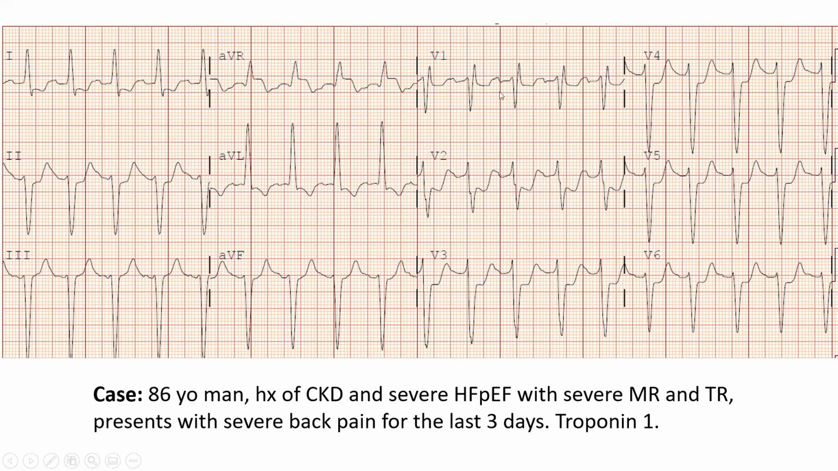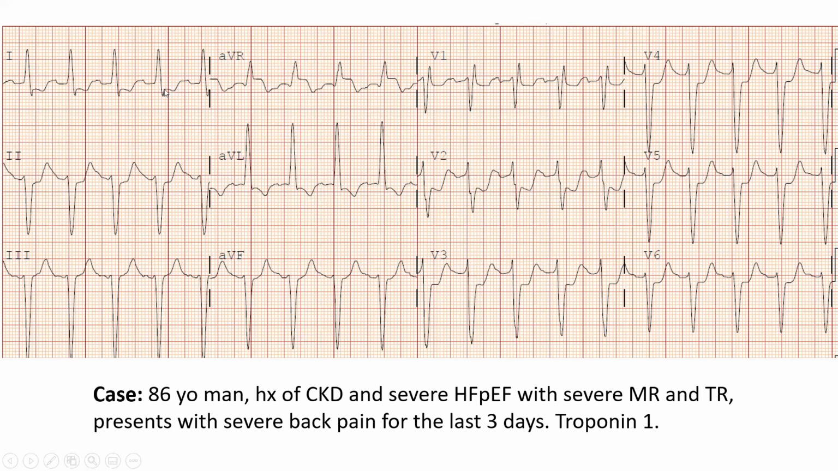I mentioned last week, look at it. I mentioned last week posterior infarct. Is this a posterior infarct? So look at this case.